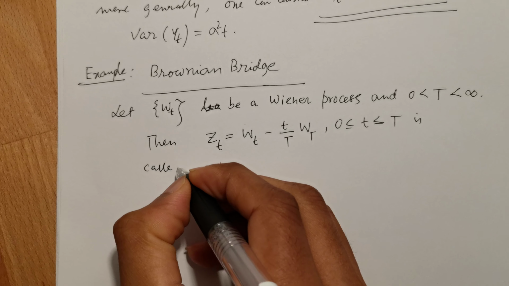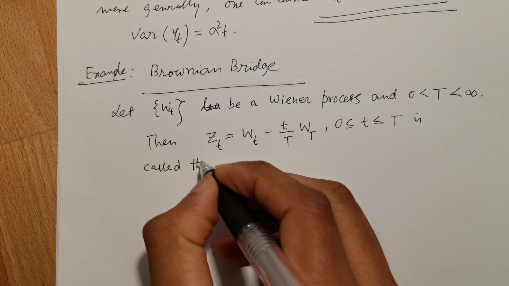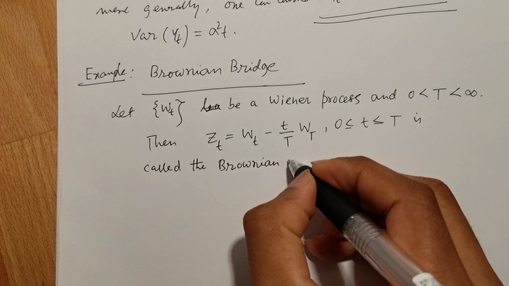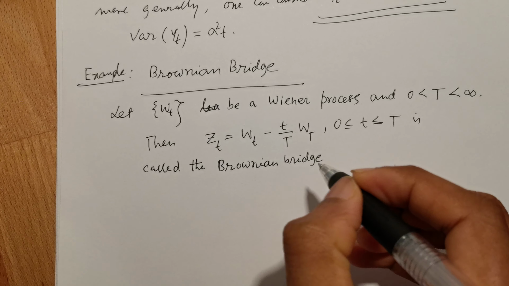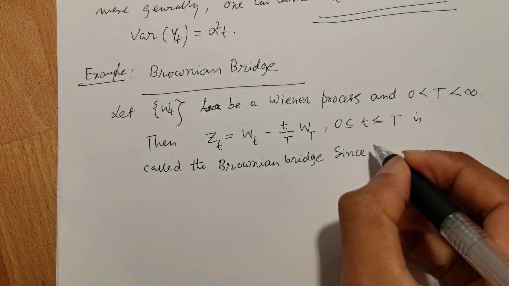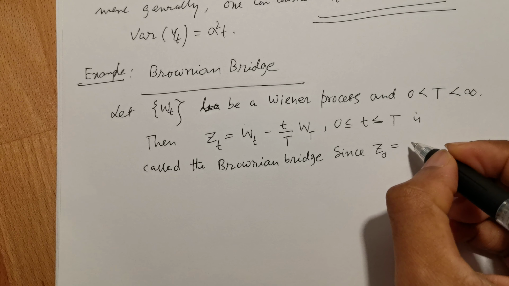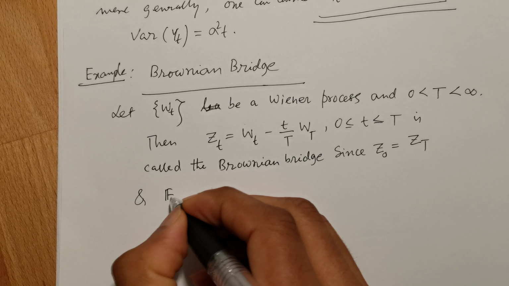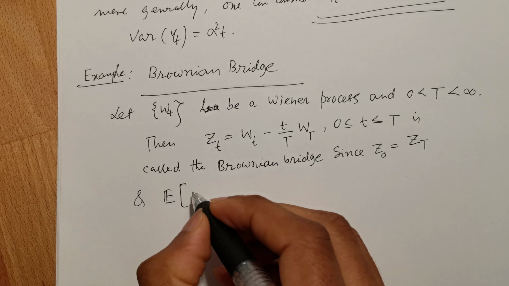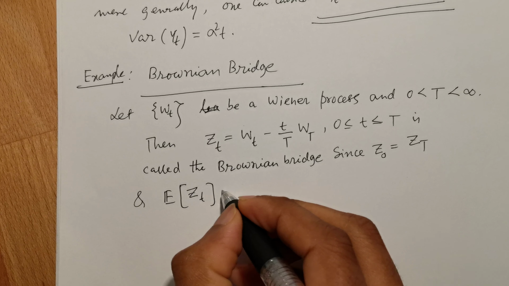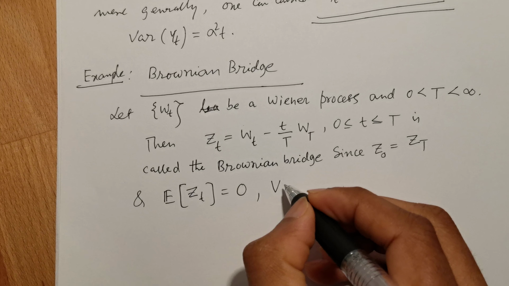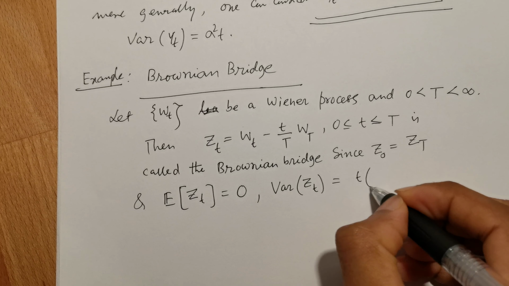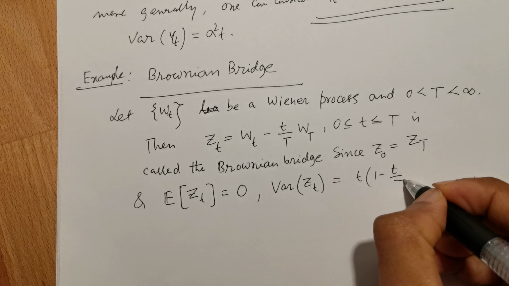is called the Brownian bridge, since Z at time 0 and Z of capital T are both 0, and we have the expectation of Zt is also 0, you can check, and the variance of Zt is t times 1 minus t over capital T.